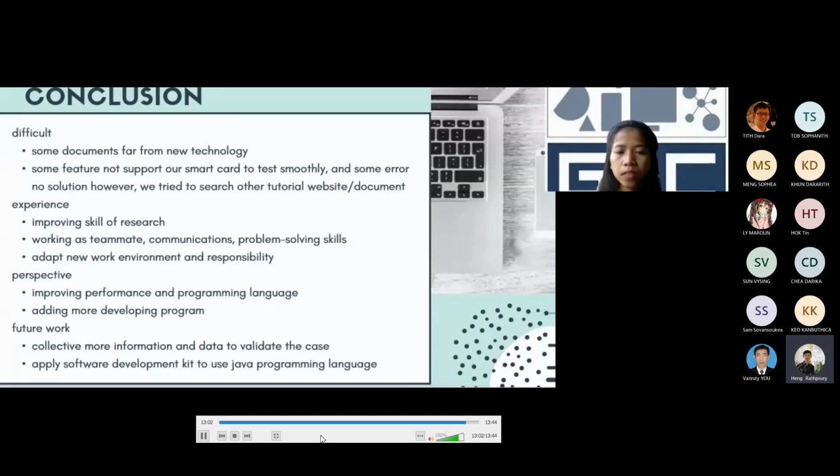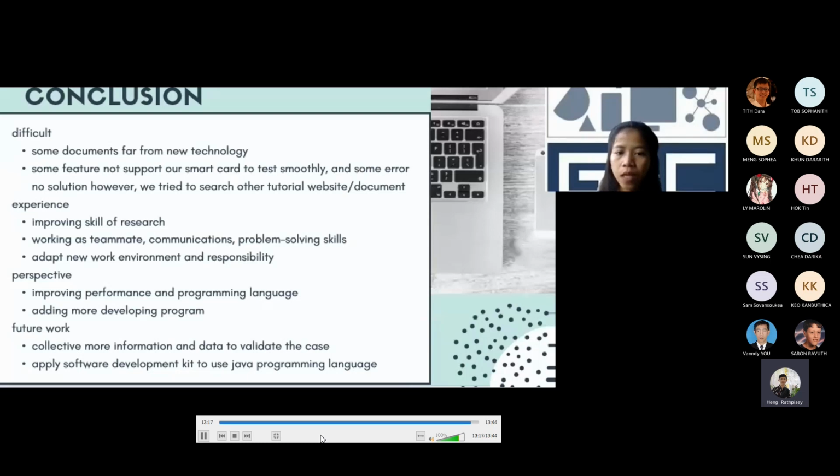The third part is about the perspective. I would like to improve performance and programming language skills more when I get time to develop in this field, and especially add more development programming. For my future work, I will try to collect more information and data to validate the case, and once more apply the Java programming language in the smart card. We use a Java template for the programming.